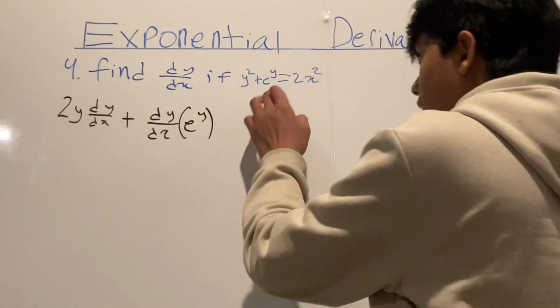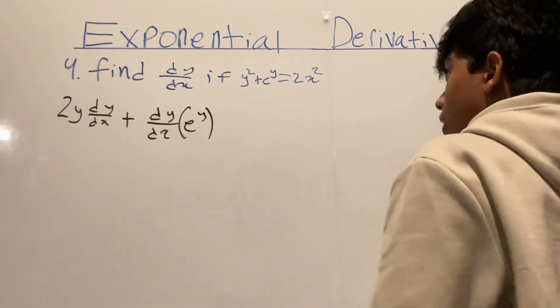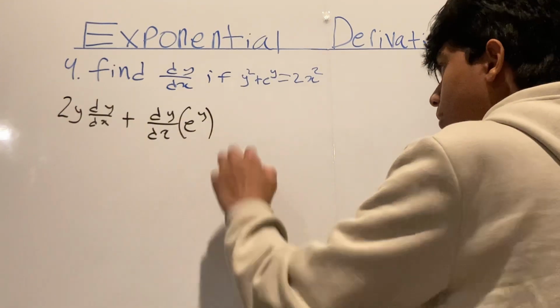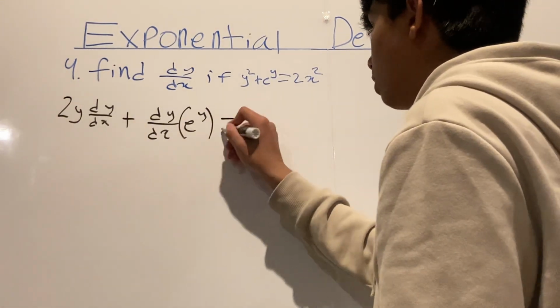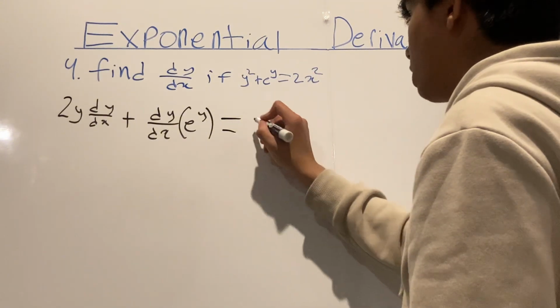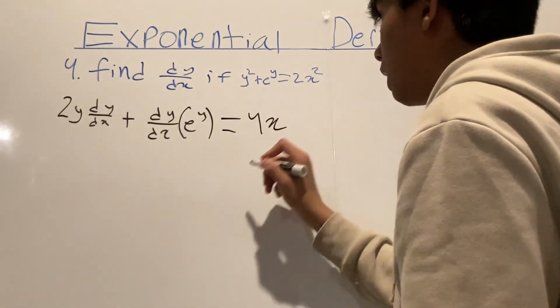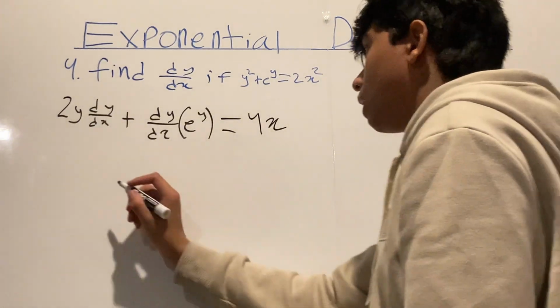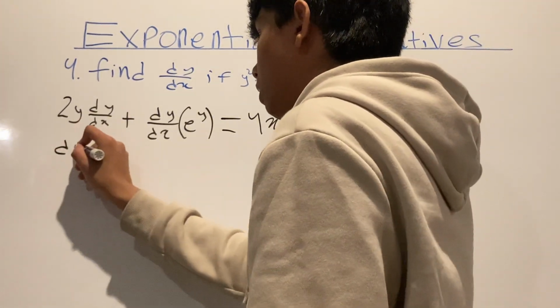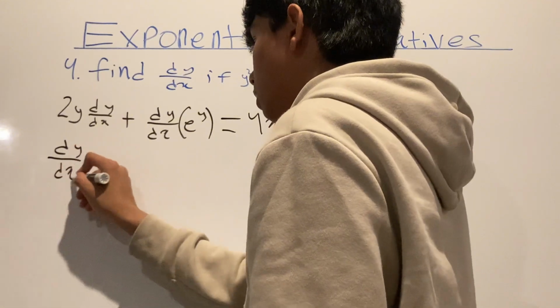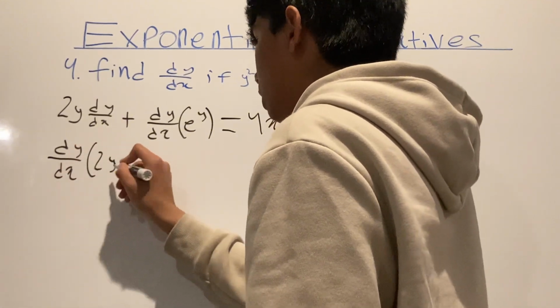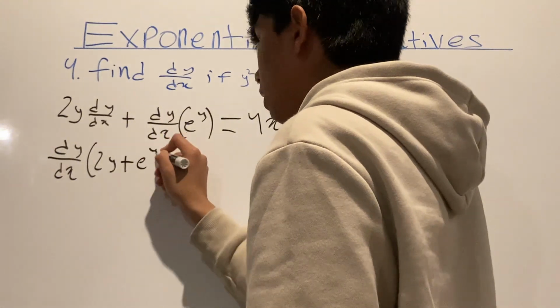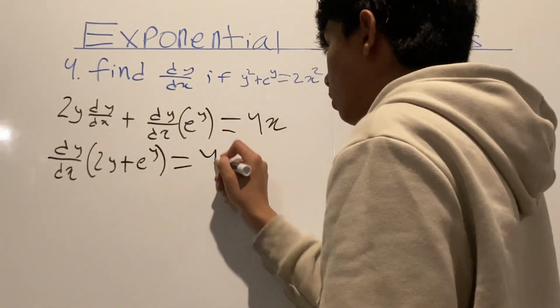The derivative of the exponent times the original function, which is dy/dx times e to the y. And now this equals the derivative of 2x squared, which is just 4x. Now all we have to do is isolate dy/dx. So this times (2y plus e to the y) equals 4x.